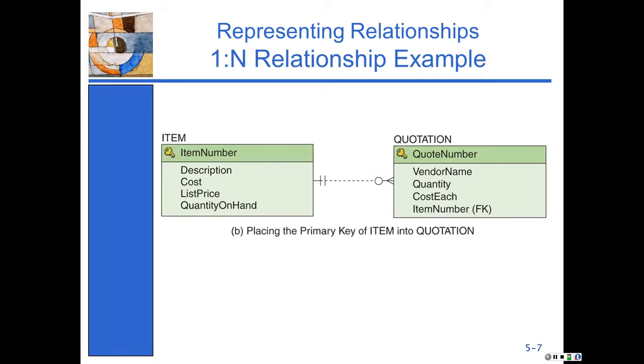In 1-to-n, what we do is we place the primary key of the one-sided table in the n-sided table.